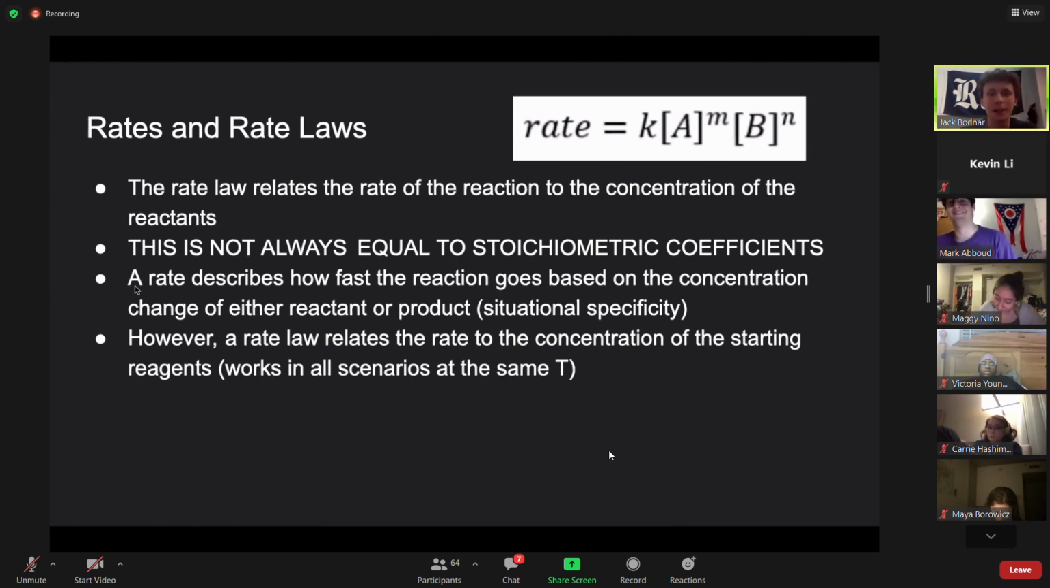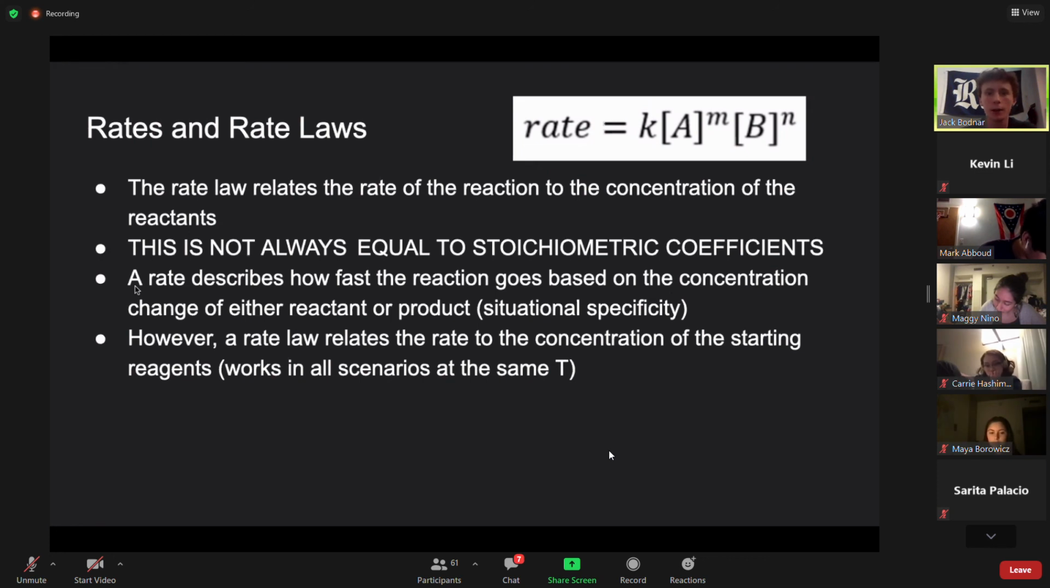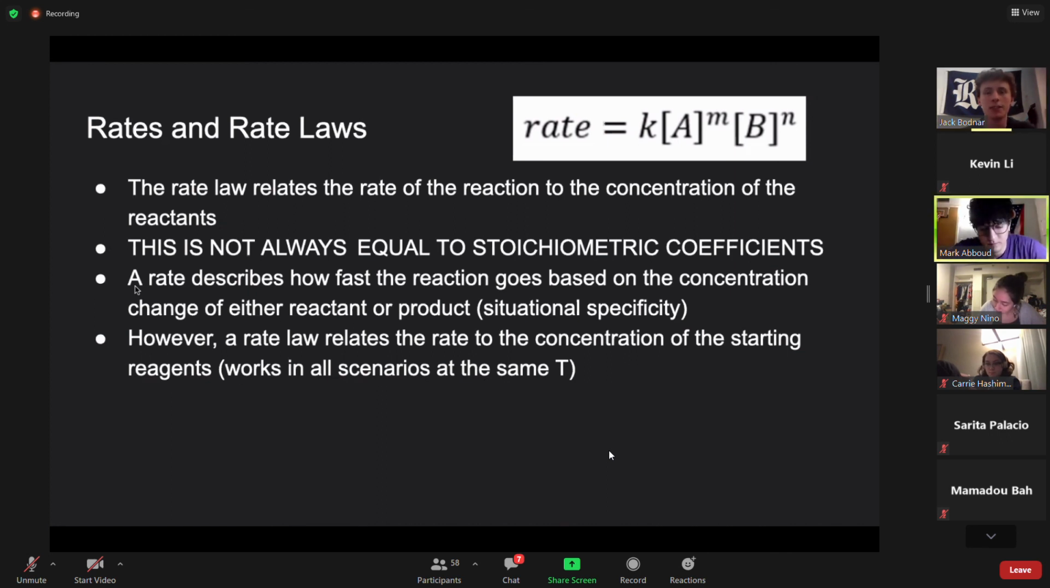So rate is basically a change in concentration over time. And we can describe it as the disappearance of a reactant or the appearance of a product over time. A rate law relates how the rate, so that disappearance of reactant or appearance of product, changes with the concentration of our starting material. So really the main takeaway is that a rate is a mathematical expression, but it's not an equation. It's just a description of how our concentration is changing with time.